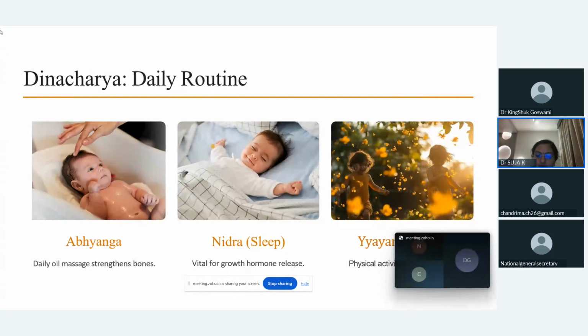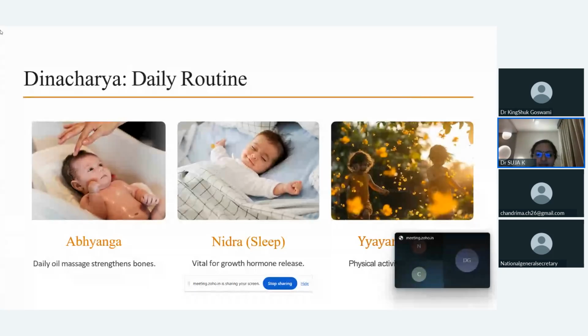And even for getting a proper deep sleep, and it increases the circulation and helps in weight gain in children and proper growth and development of the child. Next is Nidra. Nidra is considered to have a very pivotal role in the newborn's growth and development.